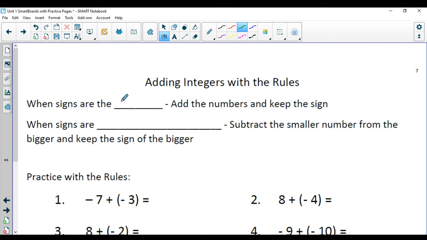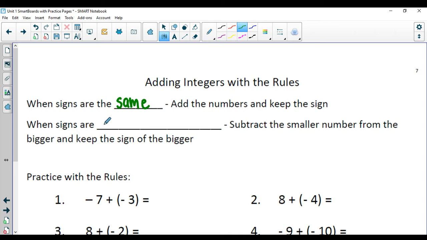Okay, so we're going to use this to apply a little bit of a rule for us. When signs are the same, in other words, if we have 2 positives or 2 negatives, or 3 positives or 3 negatives, we're going to add all those numbers together and keep that positive or negative sign. Kind of makes sense. That's what you've been doing all along from elementary school. 4 plus 3 is 7, and you didn't even think twice about it because 4 and 3 are both positive, so your answer is definitely positive.